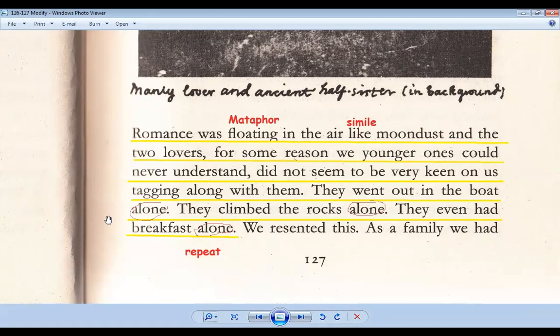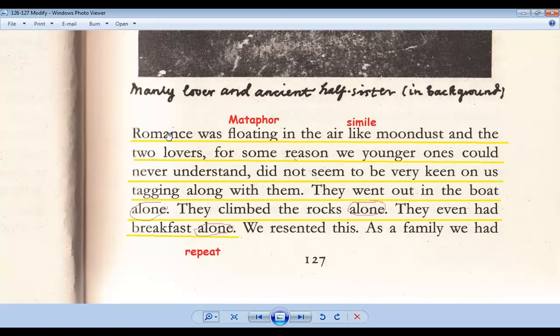Now, romance was floating in the air. That's page 127. Romance was floating in the air like moon dust. And the two lovers, we mean here the half-sister and her fiance, for some reason we younger ones could never understand, did not seem to be very keen on us tagging along with them. They went out in the boats alone. Take care of the repeating with the word alone. What's keen? Just wait, my dear, I'm just explaining. They climbed the rocks alone. They even had breakfast alone.